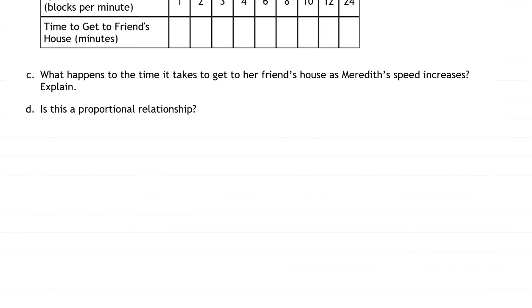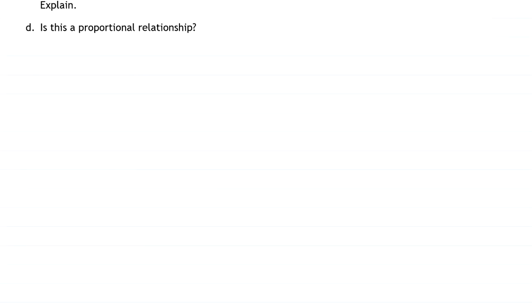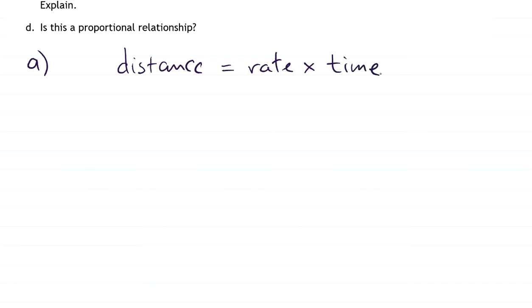So let's start. I'm going to slide this up a little bit here, and we'll start. This is part A. One of the things that we know is that there's a relationship between distance traveled, rate traveled, and time, and that is that the distance traveled equals the rate at which you're traveling times the amount of time that you're traveling.